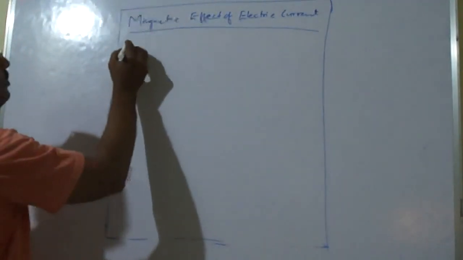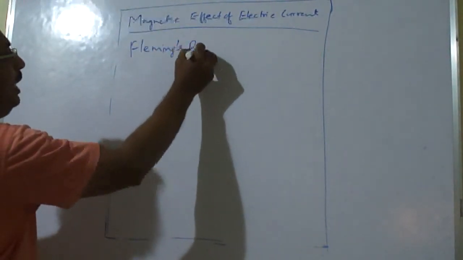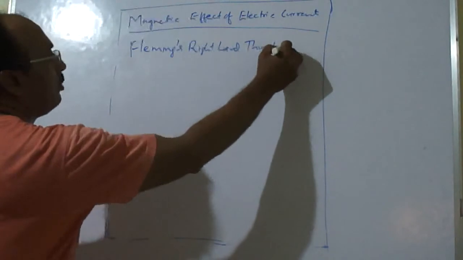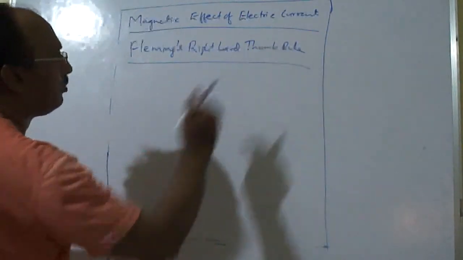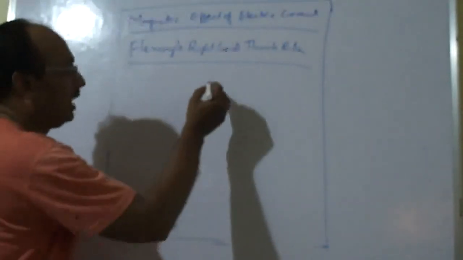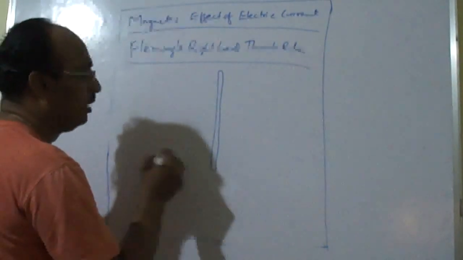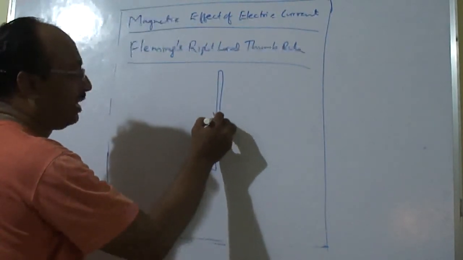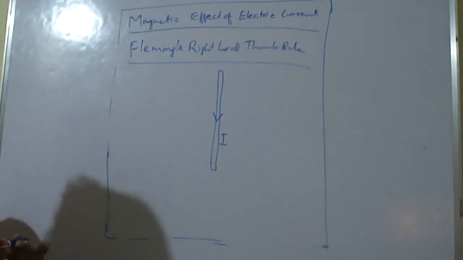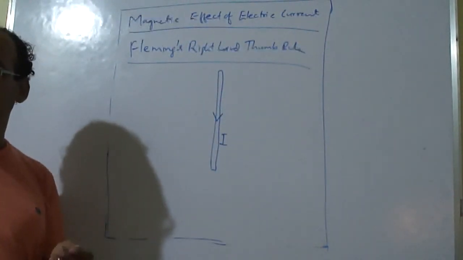Okay, good. Fleming's right hand thumb rule. So in Fleming's right hand thumb rule, suppose this is the iron rod which is carrying a current in this direction from top to bottom. Okay, so now what you are doing, you are putting your right hand thumb in the direction of current.